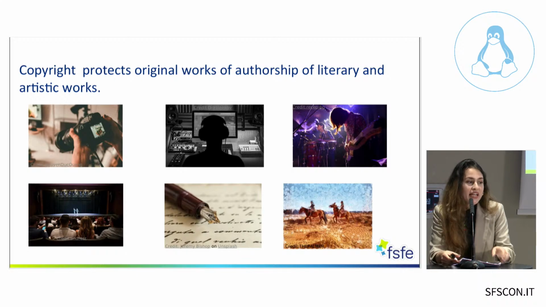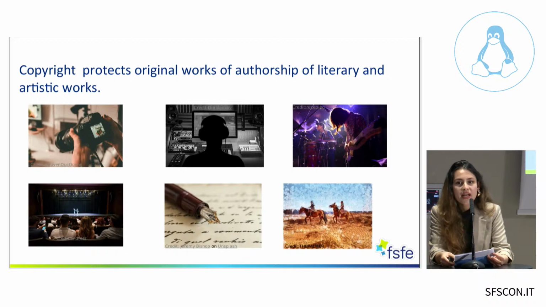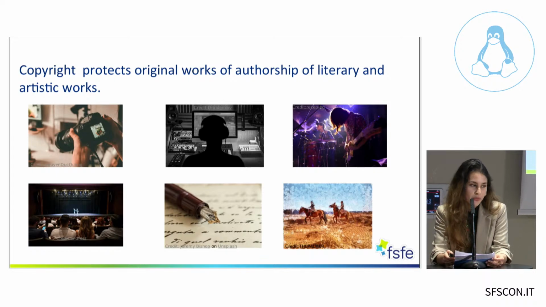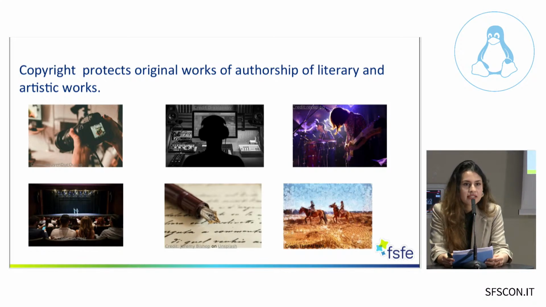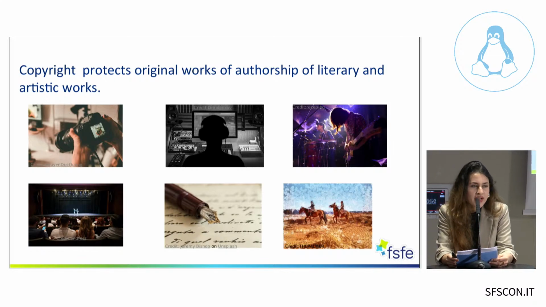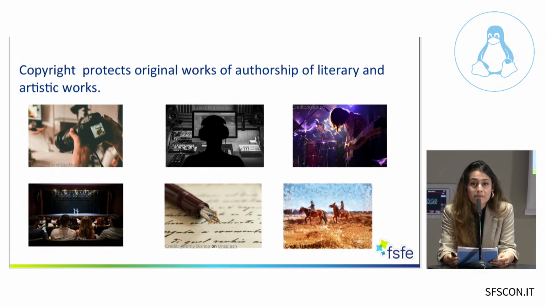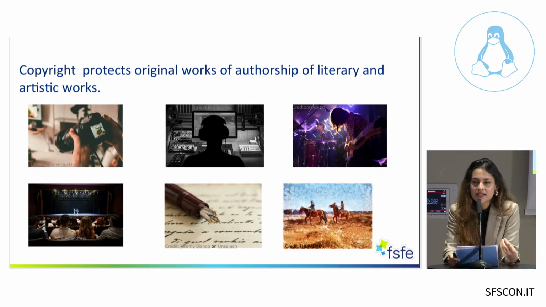So, what is copyright? Copyright protects original works of authorship of literary and artistic works. Works covered by copyright range from books, magazines, films, choreographic notations, drawings, photographs, portraits, sculptures, computer programs, etc. And based on these examples, one can say that copyright basically covers works falling in the ambit of literary, dramatic, artistic, and musical works.